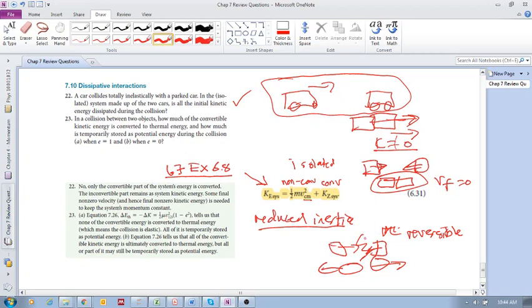Yes. So equation 7.26 tells us that all the convertible kinetic energy is ultimately converted to thermal energy. All of it is ultimately converted to thermal energy. Does that make sense? It crumples up. There's permanent deformation, and it is converted to thermal energy. But all or part of it may still be temporarily stored as potential energy, but ultimately converted to thermal energy.